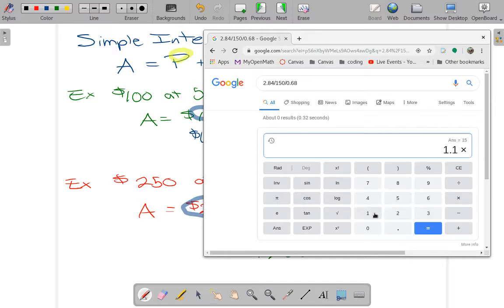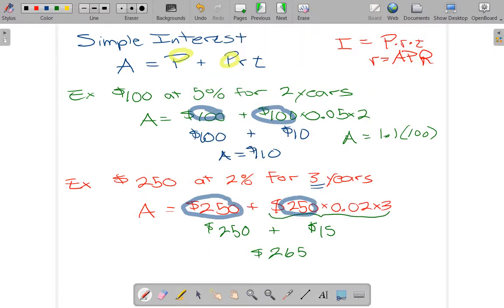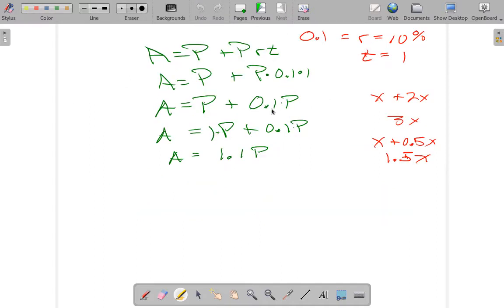1.1 times 100 is $110, which is what we calculated, what I call the long way. Doing a similar thing down here, I have to first clean up this right here. So 3 times 2% would be 6%. So instead of my 10% here, I'm going to have a 6% there.